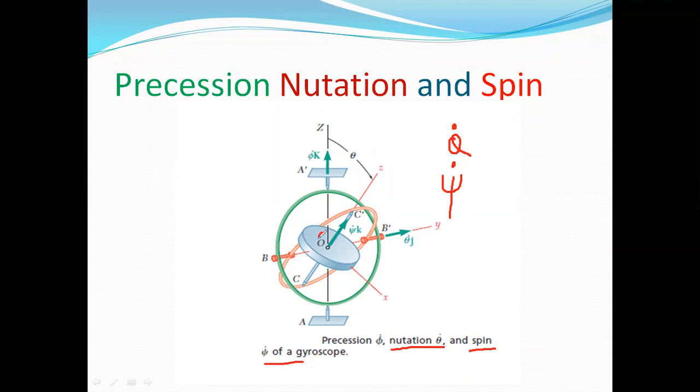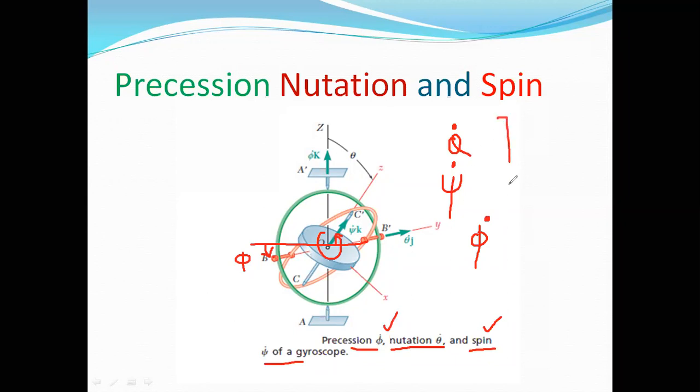Okay, the rate of change of angle of the disk is what we call the spin. And the third one is what we call the precession. Precession is the rate of change of angle phi. What is angle phi? Angle phi is the angle of rotation of the outer gimbal. This is what we call angle phi. The derivative of this angle phi is what we call the precession.